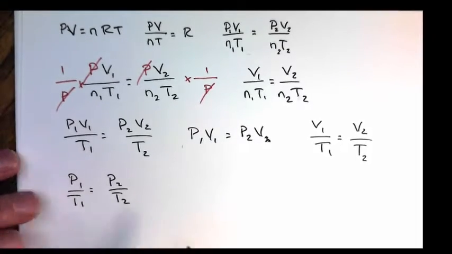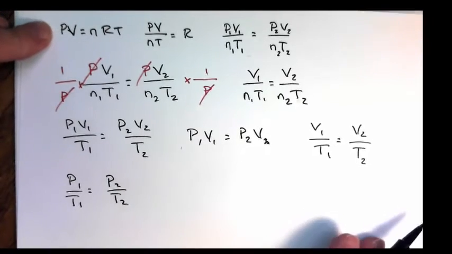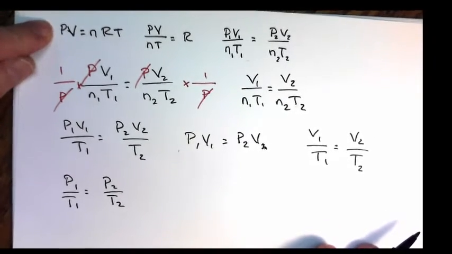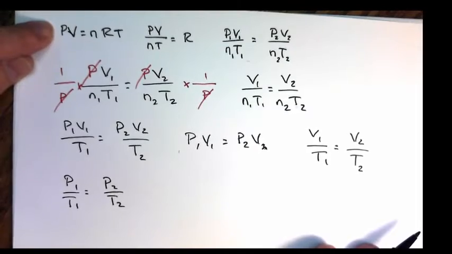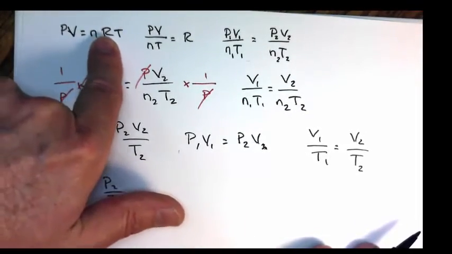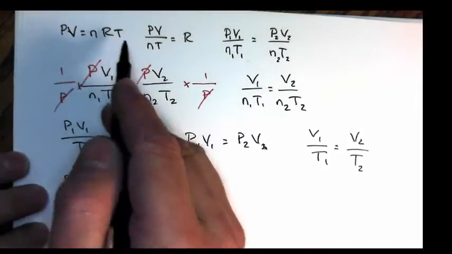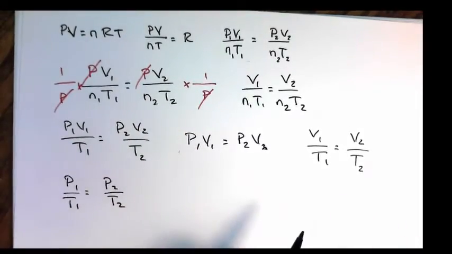So any of these gas laws can be derived from this one right here. And it's really easy to remember this one if you just sound it out: PUV-NRT. So PV equals nRT is the ideal gas law. Just remember PUV-NRT, PV equals nRT, and derive everything else.